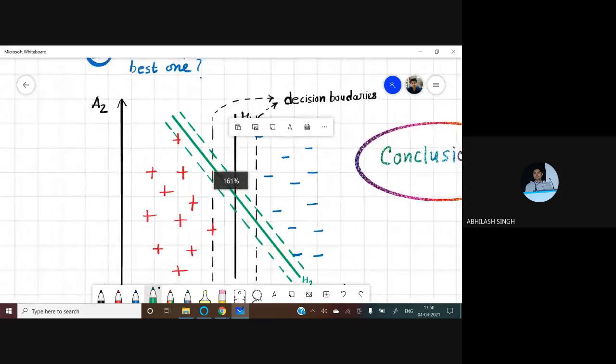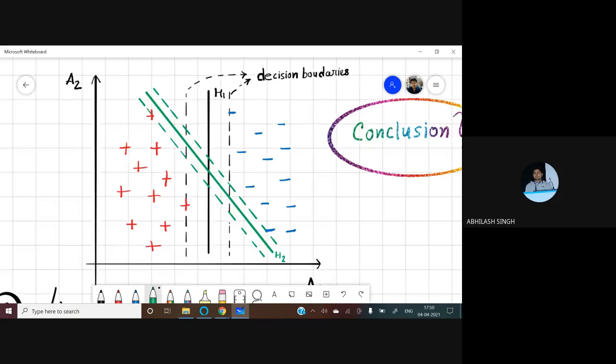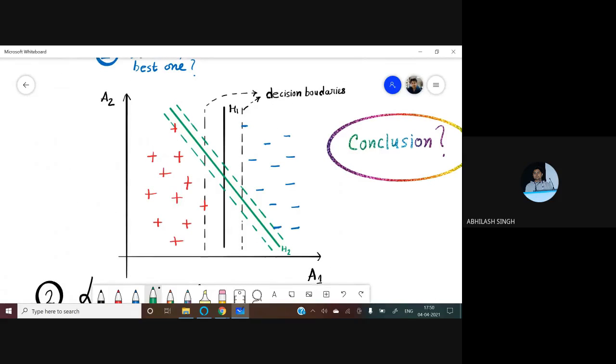Let me zoom out a little bit so that it is clearly visible to you. We have considered two hyperplanes, H1 shown in black and H2 shown in green. The hyperplane is exactly in the middle of the decision boundaries. The dotted black line represents the decision boundary for hyperplane H1, and the dotted green line shows the decision boundary for hyperplane H2.